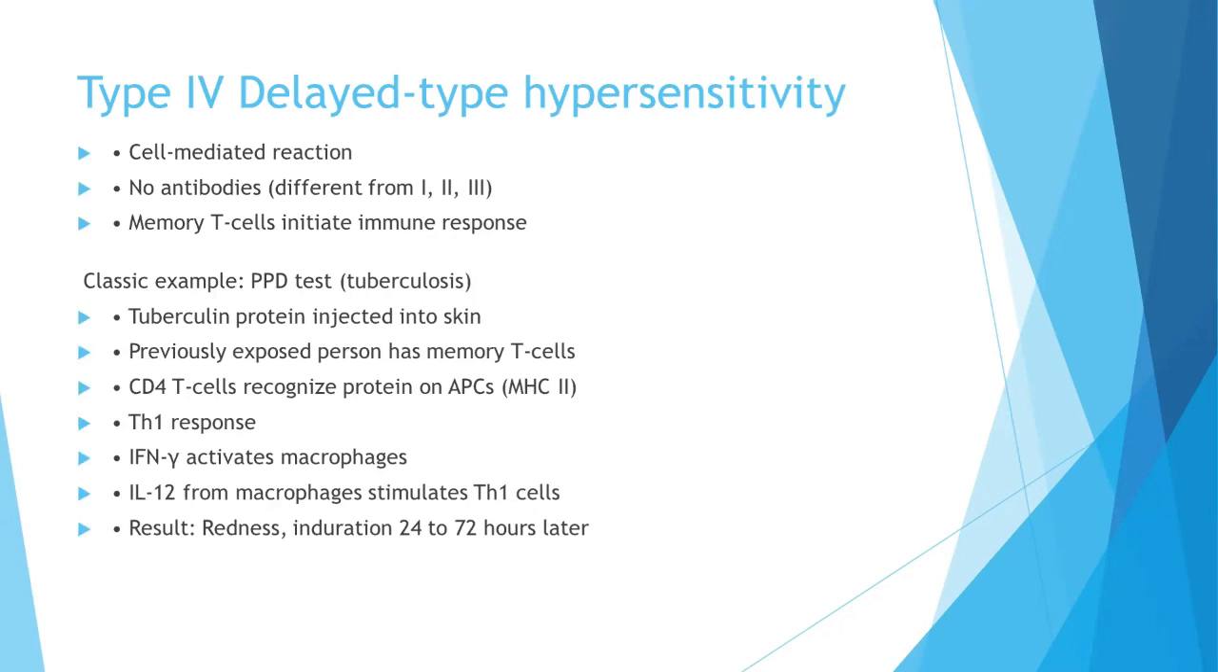Whenever you inject tuberculin protein into the skin, a previously exposed person has memory T cells. The CD4 T cells recognize the protein on APCs, and there is a Th1 response. Interferon gamma activates macrophages, and interleukin 12 from macrophages stimulates the Th1 cells, which results in redness and induration 24 to 72 hours later.